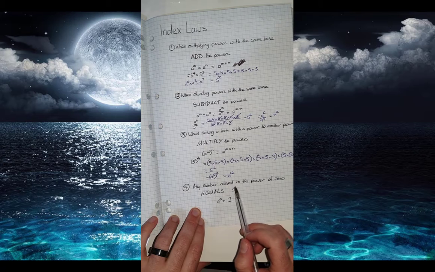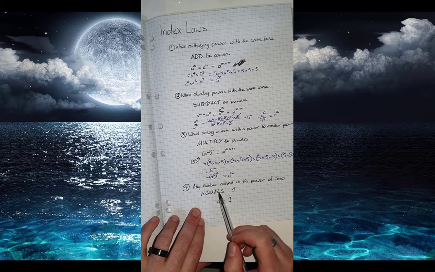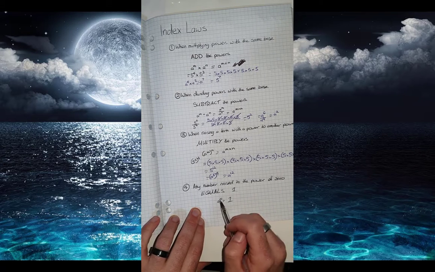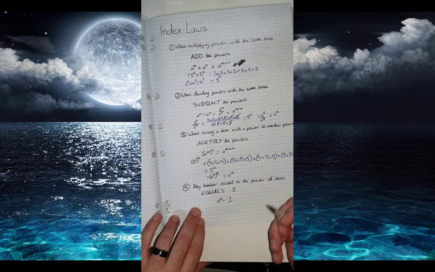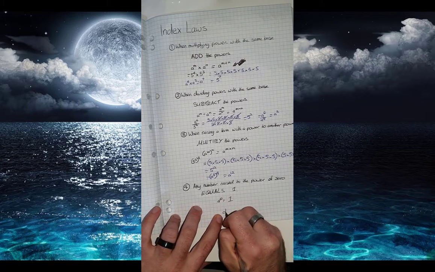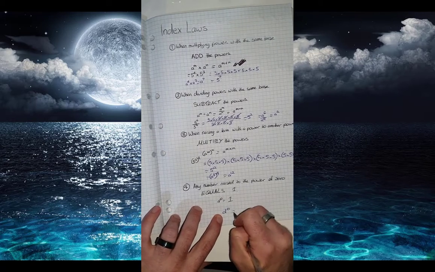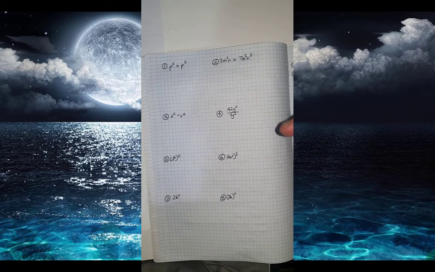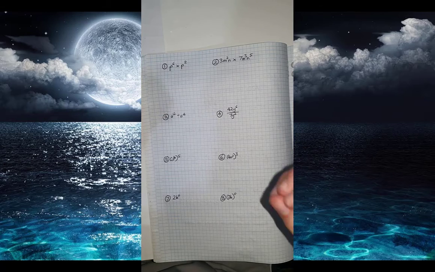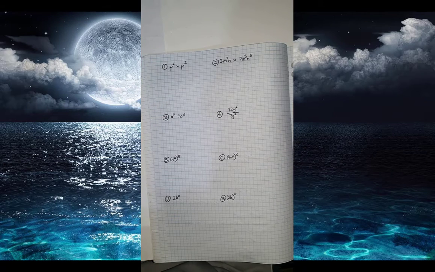Any number raised to the power of 0 equals 1. So this term would always equal 1. Something like d to the power of 0 equals 1. Okay, let's move on to some examples of how to apply the index laws.